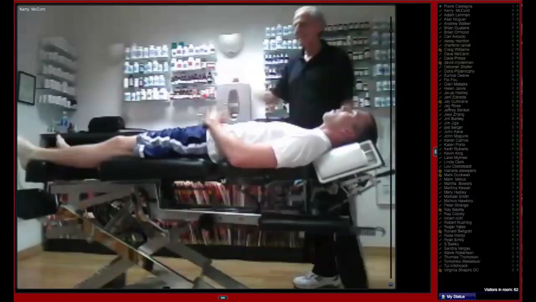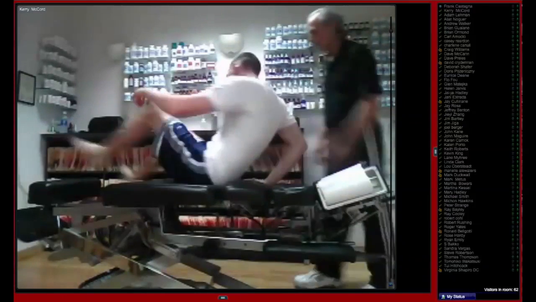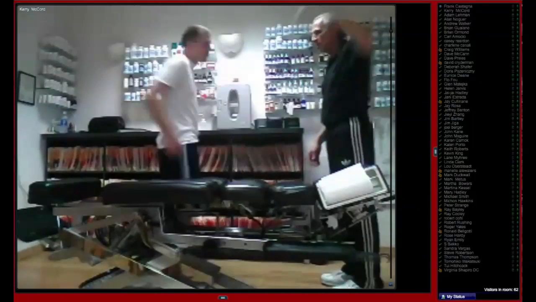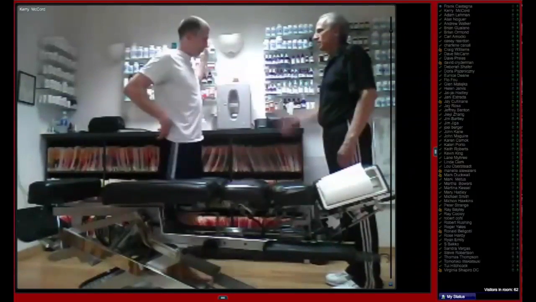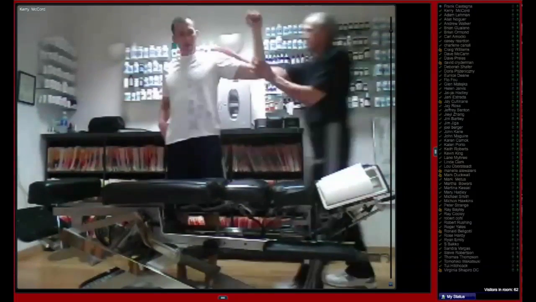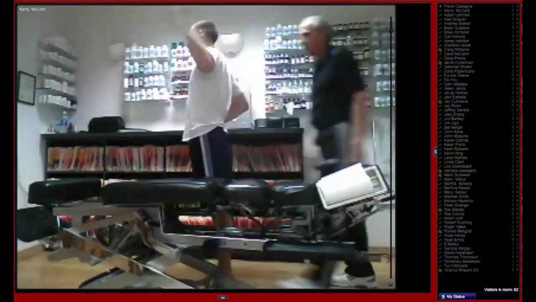Okay, and stand up for a second on this side of the table. And rotate your left arm towards the camera. Left arm, that's the right arm. Right. Towards the camera. This way. And rotate it down.